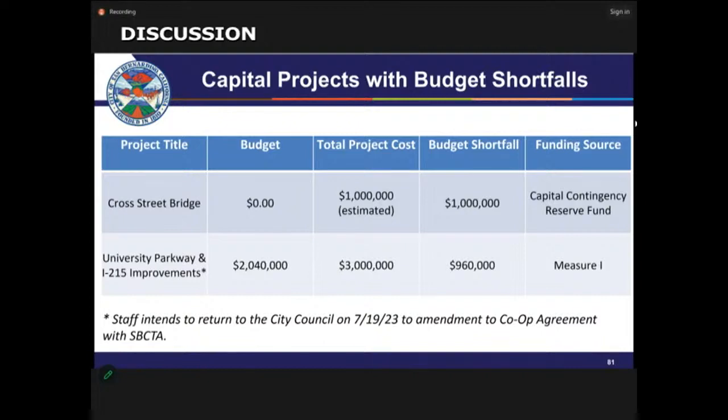The first one is the Cross Street Bridge. As indicated by OCON, this project is estimated at $1 million. We're progressing through the design, and right now the estimate still stands at $1 million. So the funding source that we're requesting is the Capital Contingency Reserve Fund, which definitely has a fund balance. The second item, although it's listed here, staff intends to return to the City Council on 7/19 to amend a cooperative agreement with SBCTA for us to move the University Parkway and I-215 improvements. This will allow SBCTA to bid this project so that they can move into the construction phase.